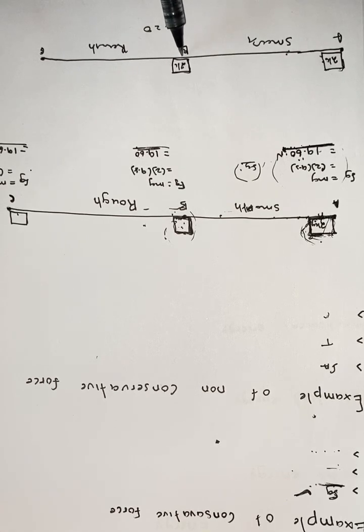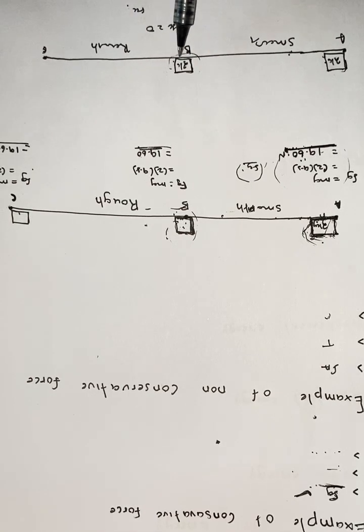But the instant this object moves, it will have a kinetic friction. Okay, let me repeat the statement. As the 2 kg block is standing at point B, it does not have any friction force. You understand? It doesn't have any friction force. In order for the block to have a friction force, it has to move a certain distance.